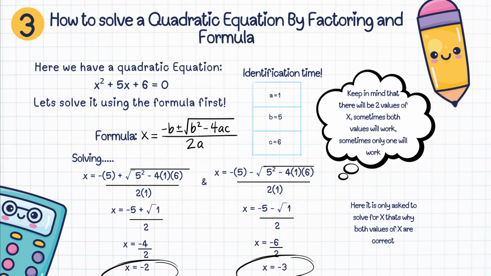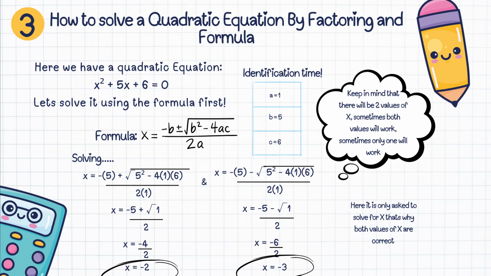So keep in mind that there will be two values of x. So that means there's going to be two equations. Sometimes both values will work, sometimes only one will work. It depends, really. Okay, so let's identify the variables. So here a is 1, b is 5, and c is 6. I'm using the quadratic equation x squared plus 5x plus 6 equals 0, by the way, as you can see in the top left corner.